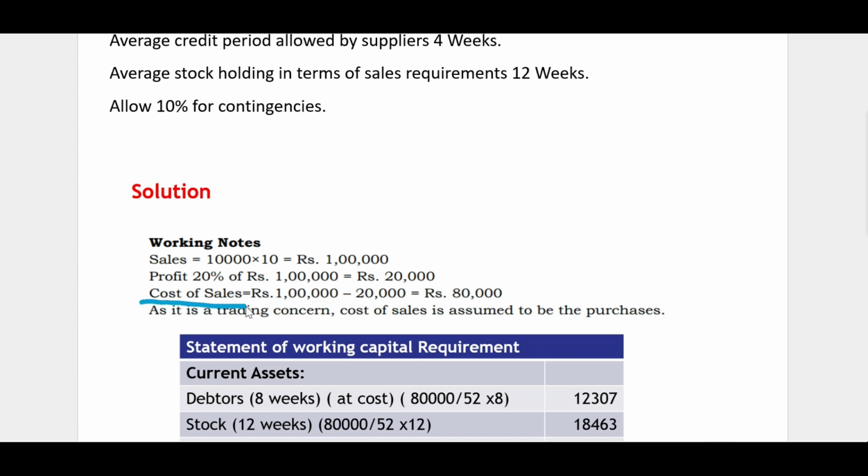Third, we can now calculate the cost of sales, and the cost of sales will be equal to the sales minus the profit. The sales will be 100,000 and the profit will be 20,000. So 100,000 minus 20,000 will be equal to 80,000.